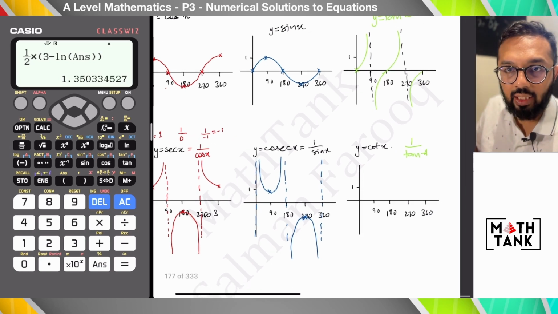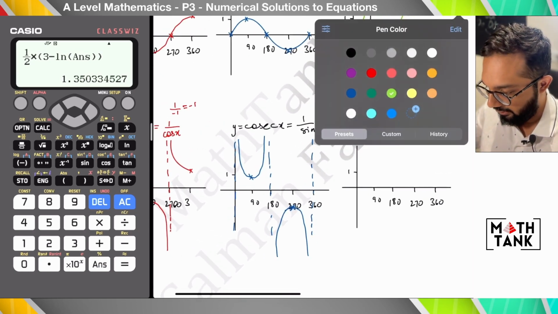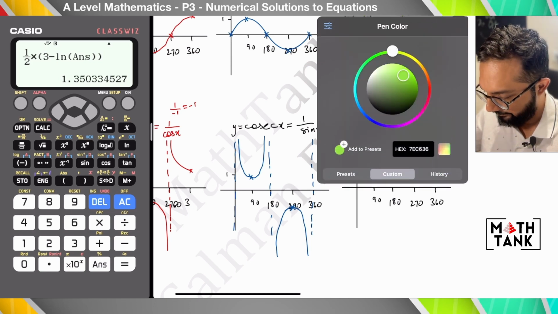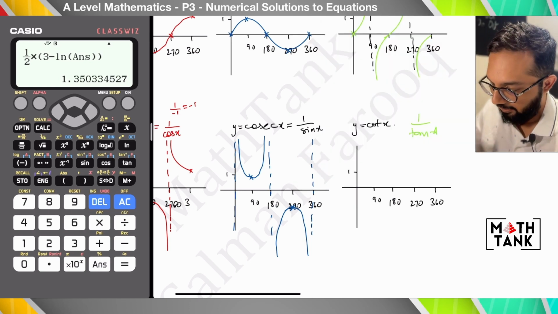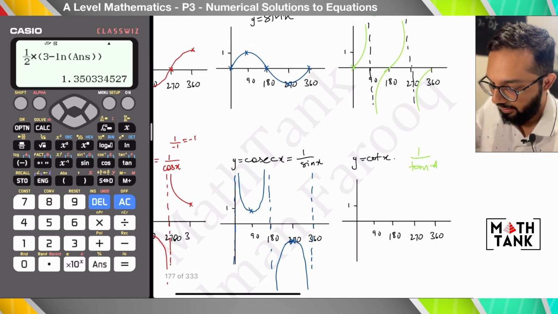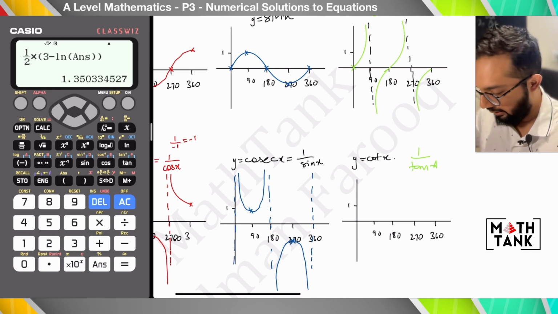So I'm saying that this color could be a little darker. I just go and make this a little darker. Yeah, that works. Okay, so I know that the asymptotes are now at this point and that point. So I'm going to draw the asymptotes at 180 and 360.